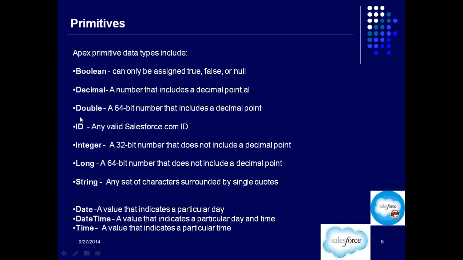Okay, so these are the primitive data types that we have. The first data type, which is the primitives. Under primitives we have these data types.